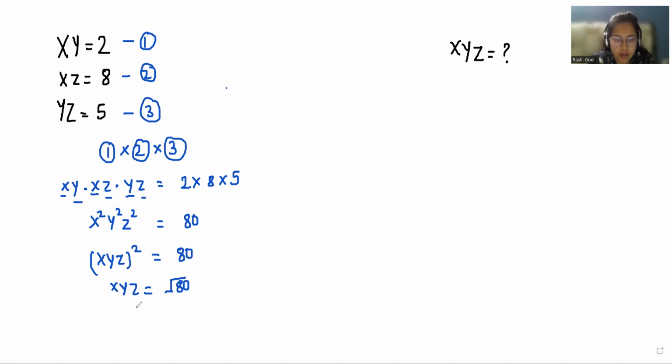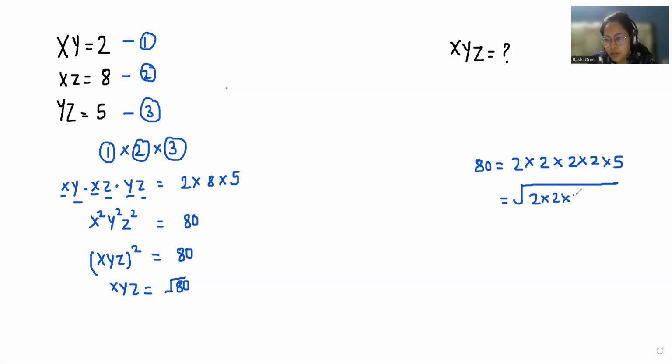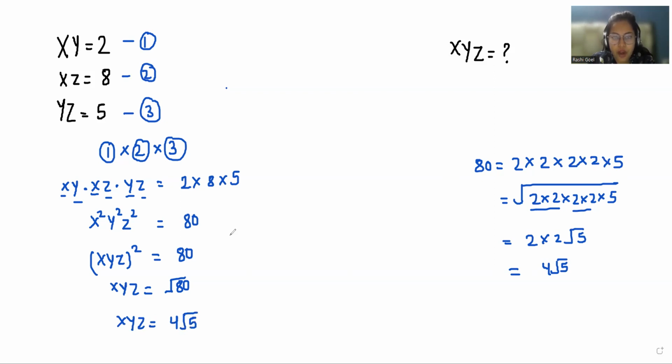So 80, we can write it by doing the prime factorization of 80: 2 times 2 times 2 times 2 times 5. So we can write this in terms of a square root: 2 times 2 times 2 times 2 times 5, and we take the pair out. 2 times 2 and square root 5. So 4 root 5. So the value of xyz is 4 square root of 5.